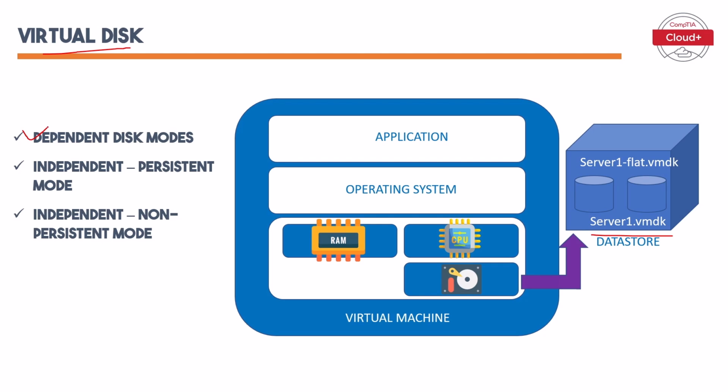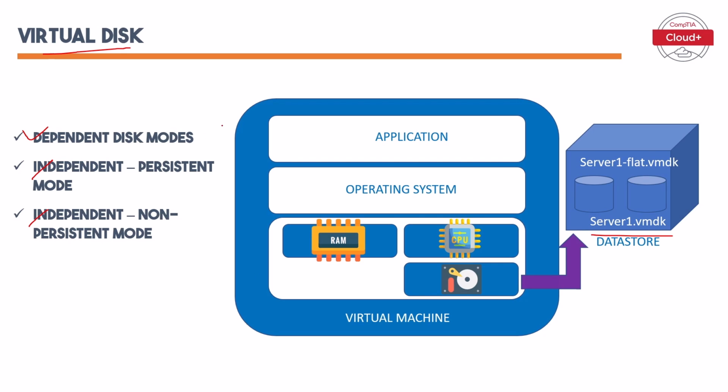We also have what we call disk modes. So there are also a couple of virtual disk modes specifically with VMware, and these are dependent, independent persistent, and independent non-persistent mode. All these three modes basically are different behaviors of the virtual disk when a snapshot is taken.